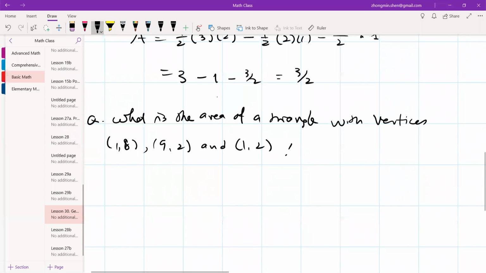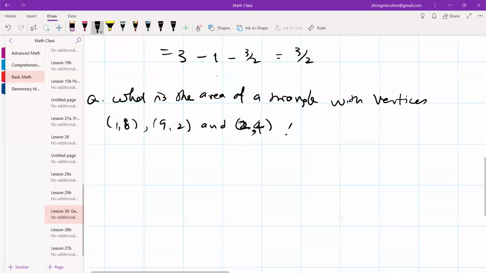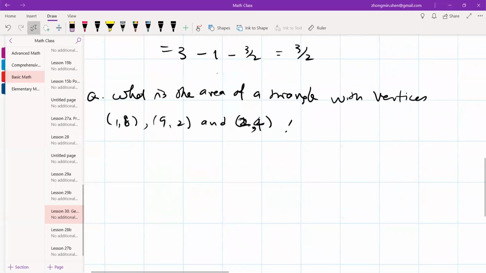Now that should not be complicated. I'm going to change the problem. So let's try the 2 and the 4. The last point is (2, 4). Wait, I think it's the same. No, I need to plot it down. Then you work on that.